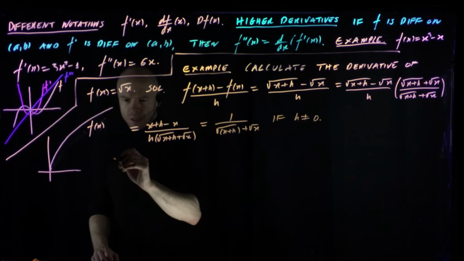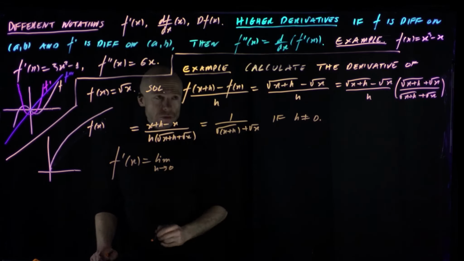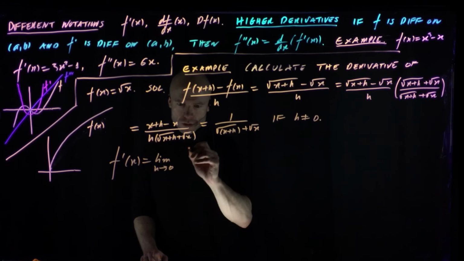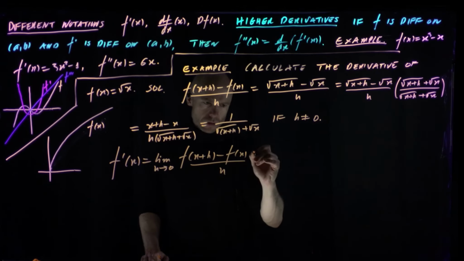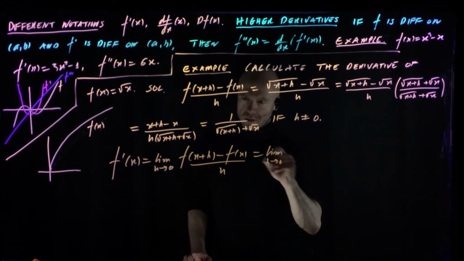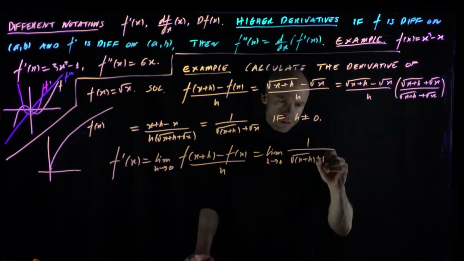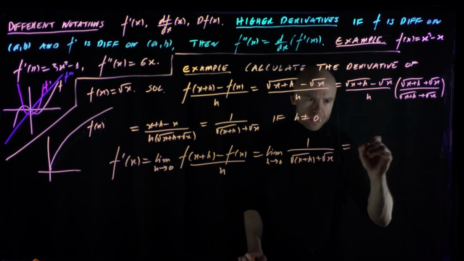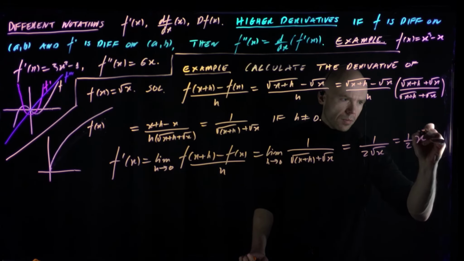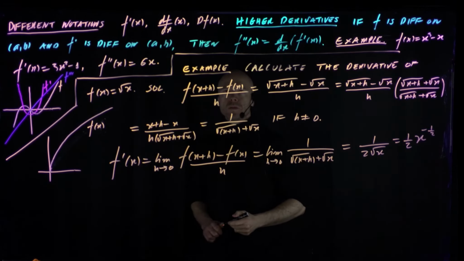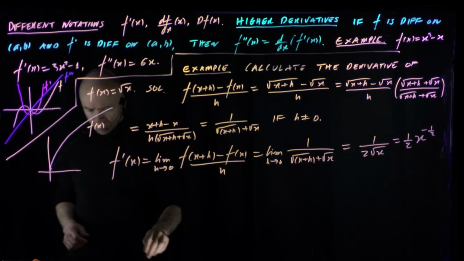Therefore f prime of x, which is the limit as h goes to 0 of this quotient, is the limit as h goes to 0 of this expression, and sure enough that is just 1 over 2 square root of x, which you can write as 1 over 2 x to the minus 1 over 2, which probably most of you know in any case. And let's check that it conforms to what we see. Yep, it definitely does.